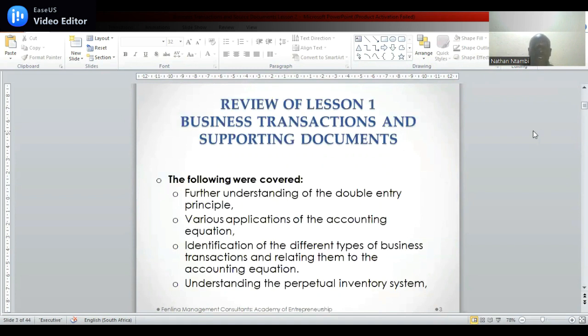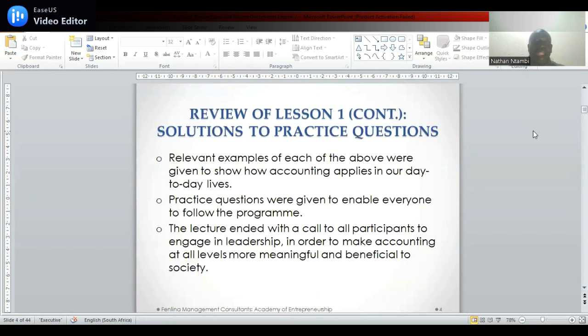Let us start with the review of lesson 1, business transactions and supporting documents. The following were covered: further understanding of the double entry principle, various applications of the accounting equation, identification of the different types of business transactions and relating them to the accounting equation, and understanding of the perpetual inventory system. Relevant examples of each of the above were given to show how accounting applies in our day-to-day lives.